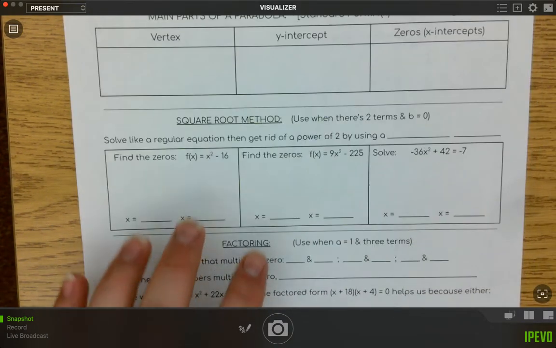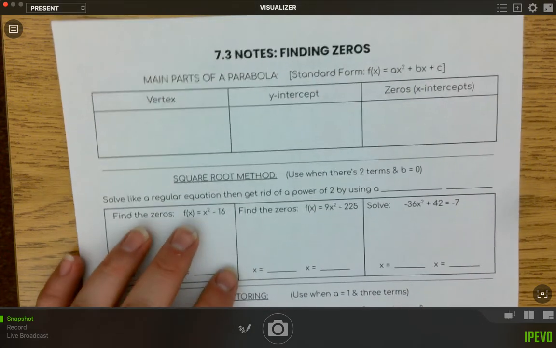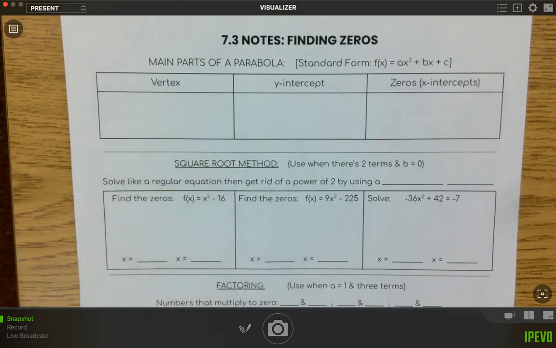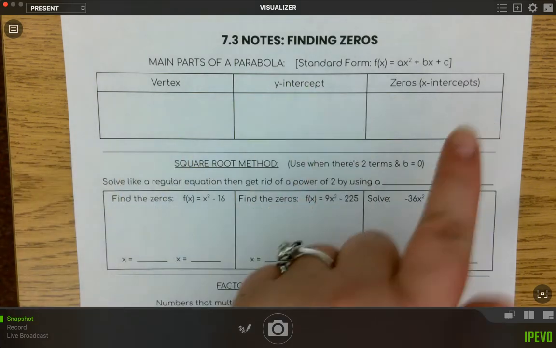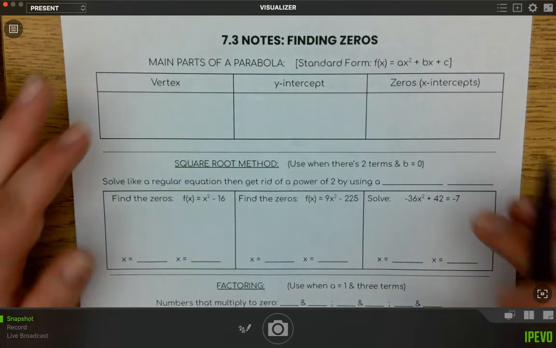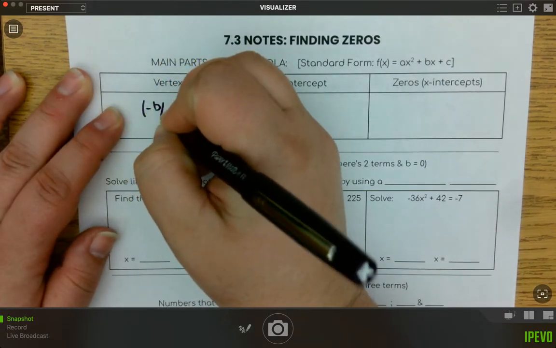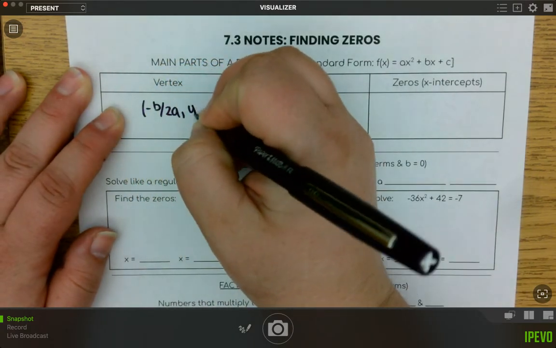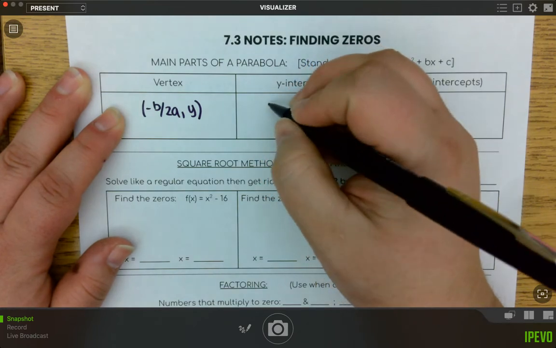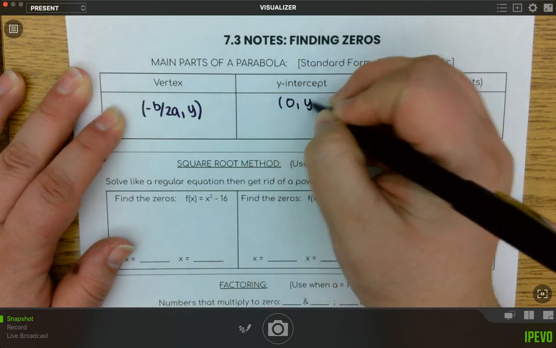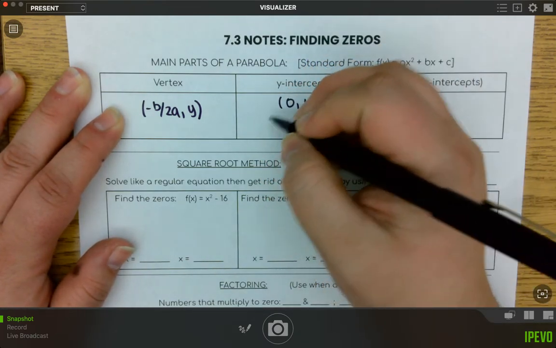7.3 notes, finding zeros. So there are three main parts of a parabola: vertex, y-intercept, and zeros. I'm going to write the formulas for the vertex and the y-intercept really quick. This is what we mainly talked about in 7.1 and 7.2.